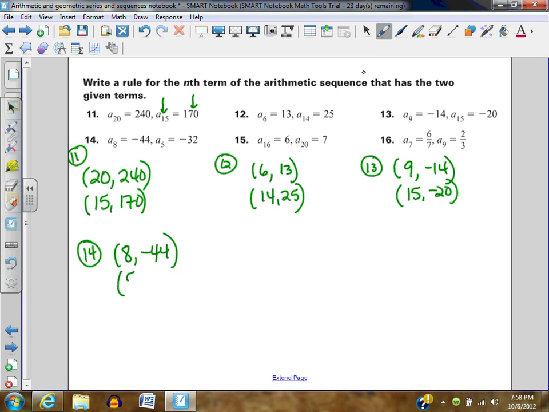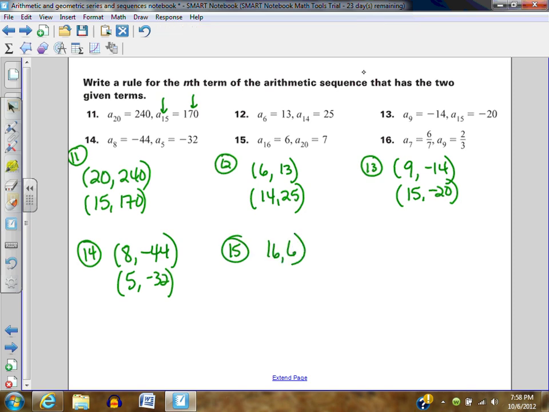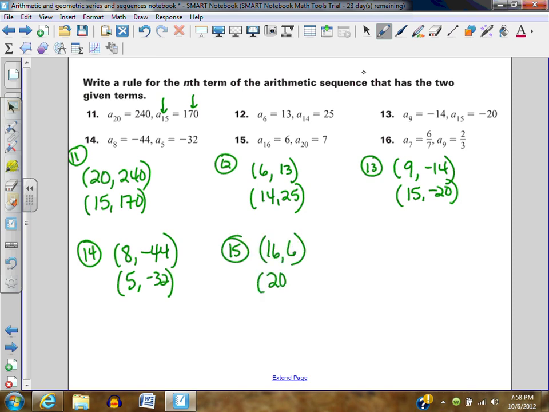Okay, so here's the next one, 5, negative 32. And number 15 would be what? 16, 6, and then 20, 7. And on number 16, it's 6, oop, I just messed up. I messed up. As if I never do. We know that I do a lot. 7, 6/7, and then it's 9, 2/3. Okay, those are the coordinates.